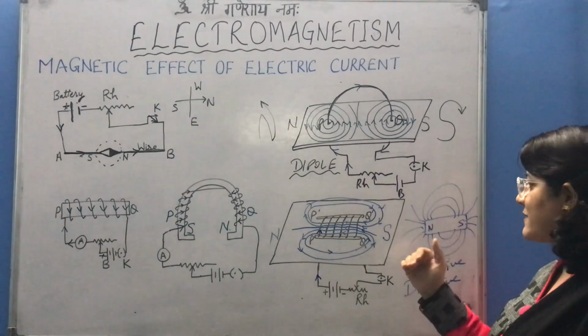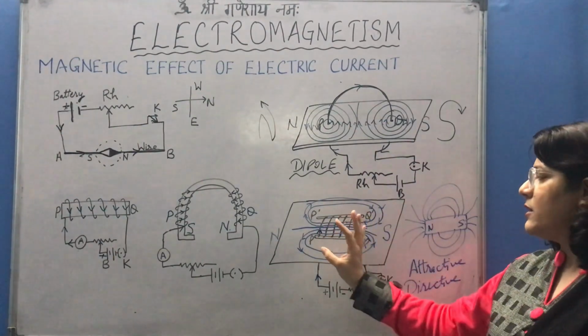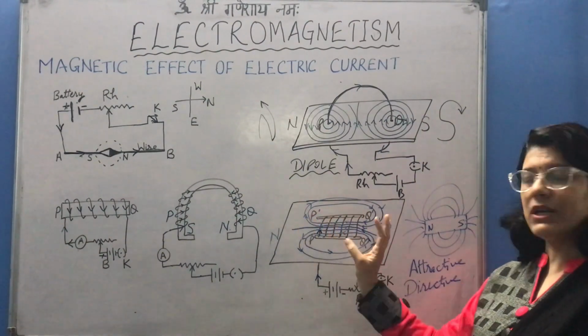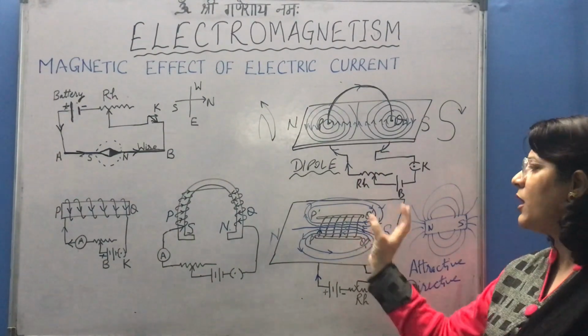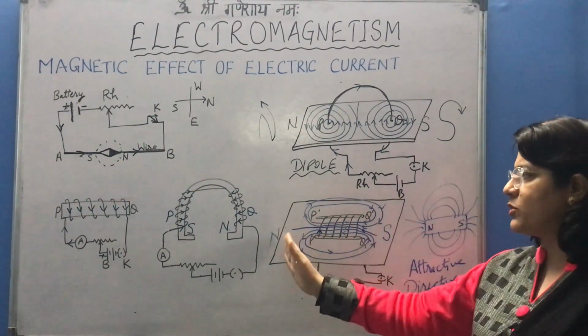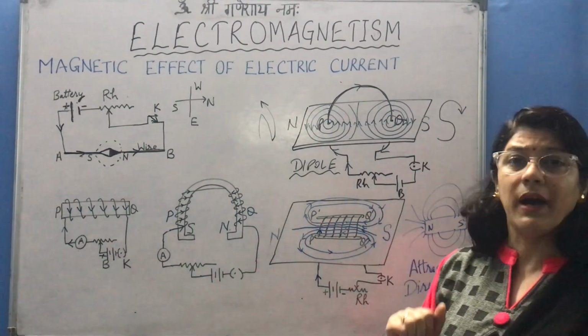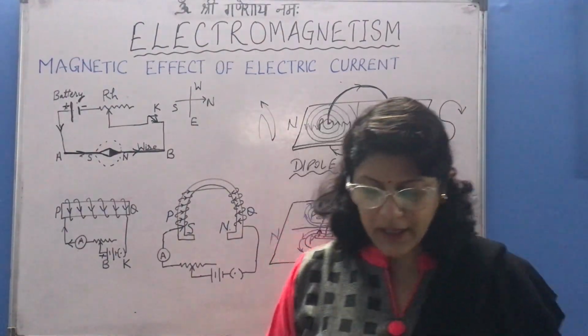So now the next advantage is we can change the polarity. We can change the polarity just by changing the polarity of the battery. The south pole comes to this side, the north pole comes to this side. But in a bar magnet, this advantage cannot be obtained.